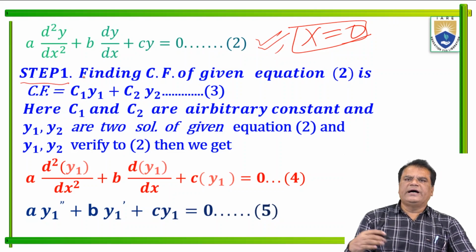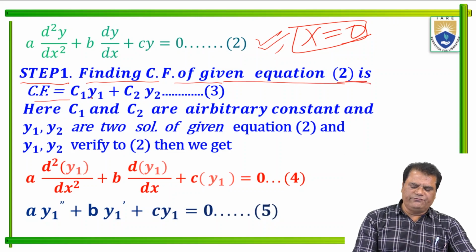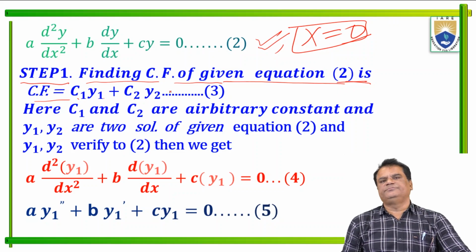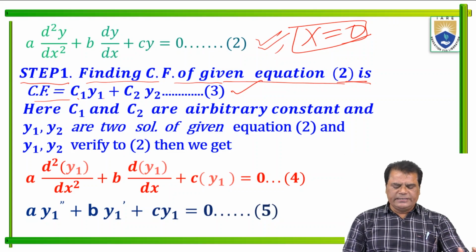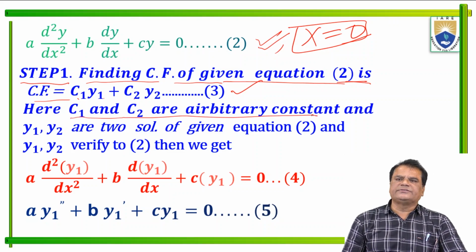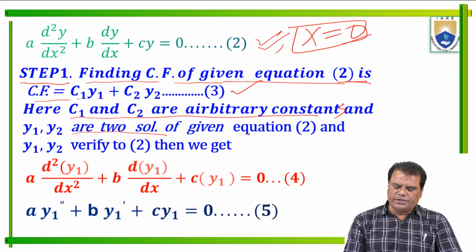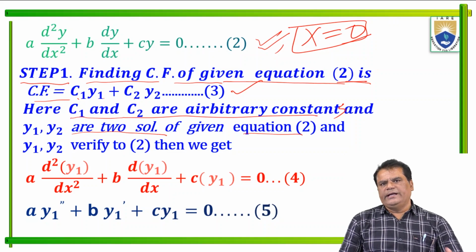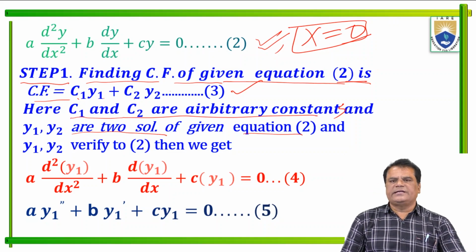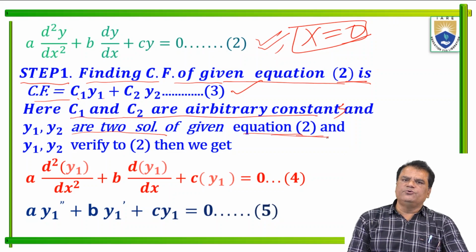Step 1: we consider the complementary function of the given equation 2 to be CF equals C1y1 plus C2y2. This is equation 3. C1 and C2 are arbitrary constants, and y1, y2 are two solutions of the given equation 2. So y1, y2 being two solutions of equation 2 means y1, y2 verify equation 2.